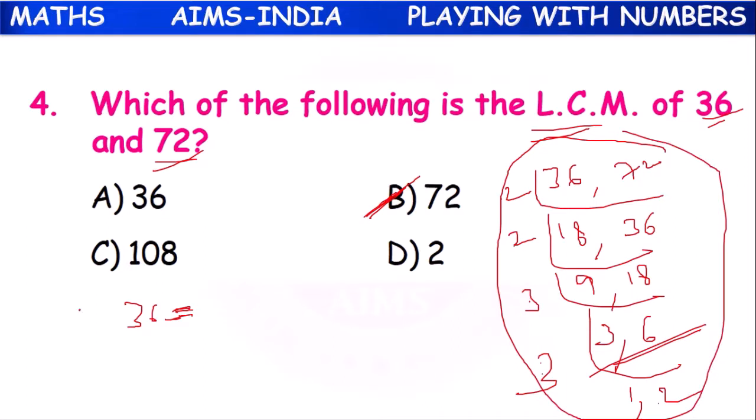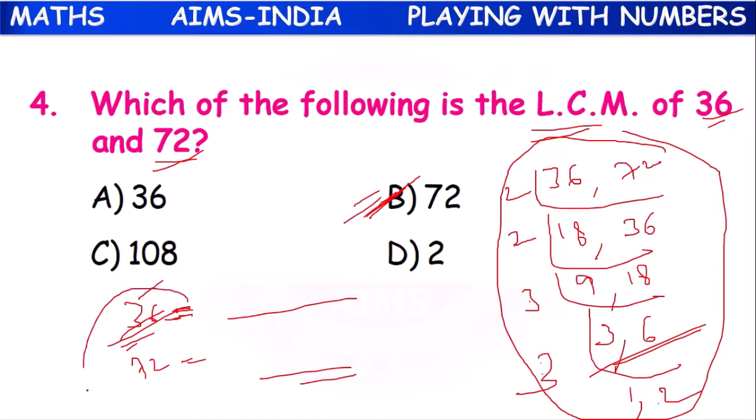But we have one more method, the prime factorization method, where each number is written as prime factors, and we take the greatest number of times each factor occurs and multiply. You can try that also, children, and find whether the answer is equal to 72 or not. B option, 72 is the right answer.